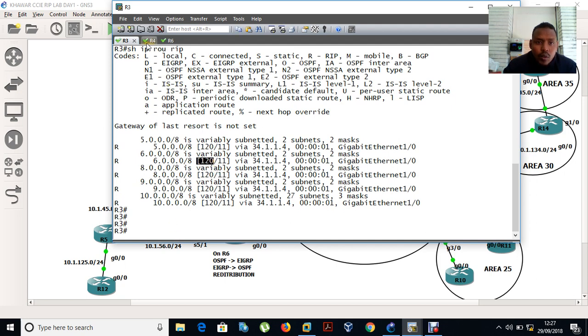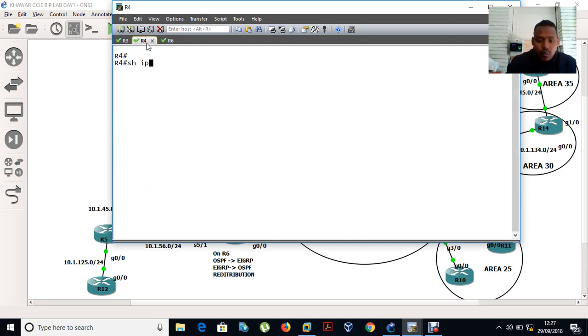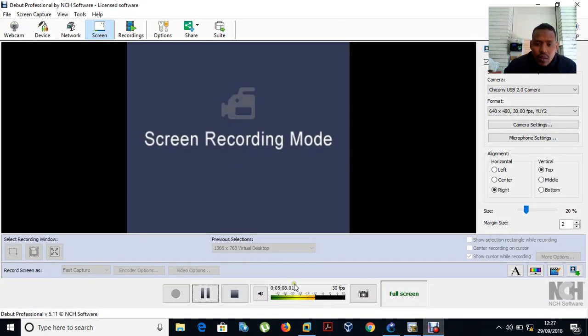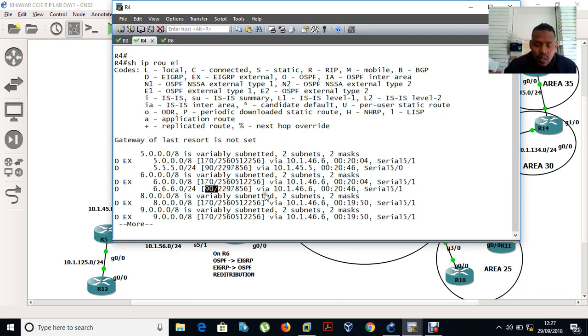EIGRP, if we go to R4 and show IP route EIGRP, it has external routes: when another route has been redistributed into EIGRP, it gives an administrative distance of 170. But the local one, the internal administrative distance, which is D, has a 90.